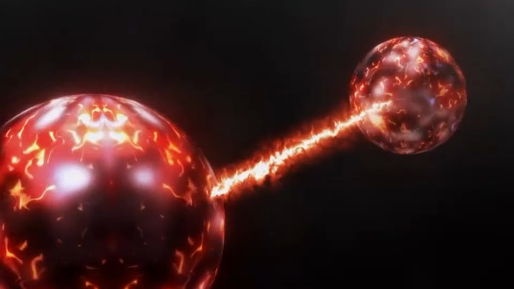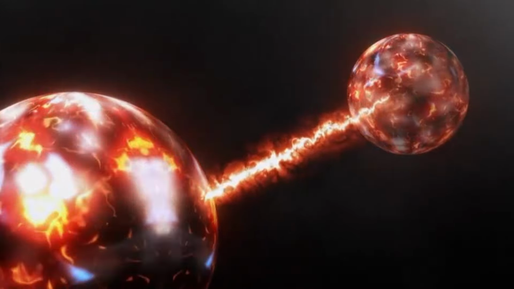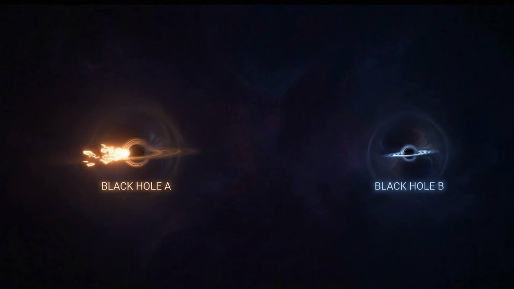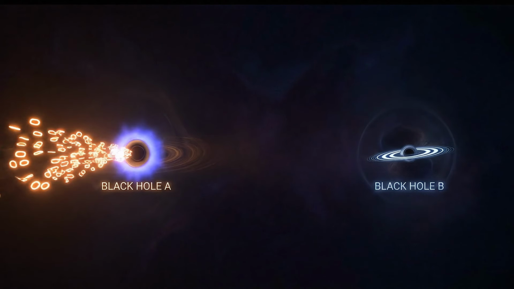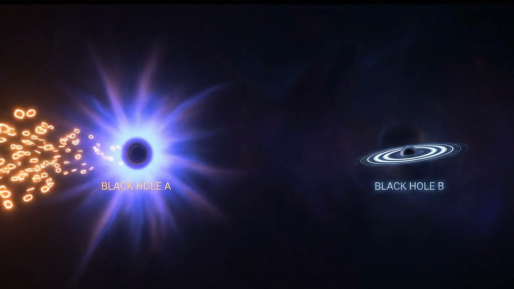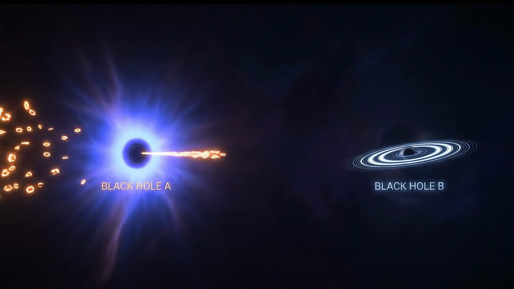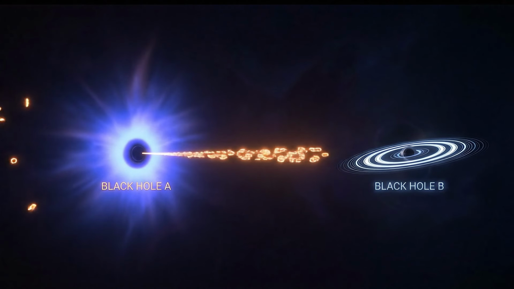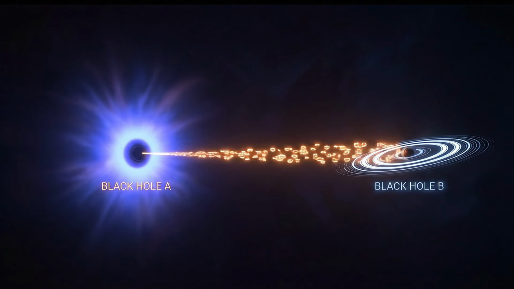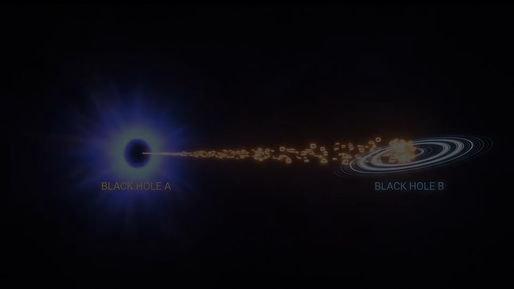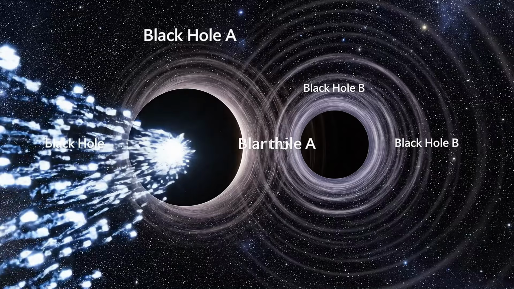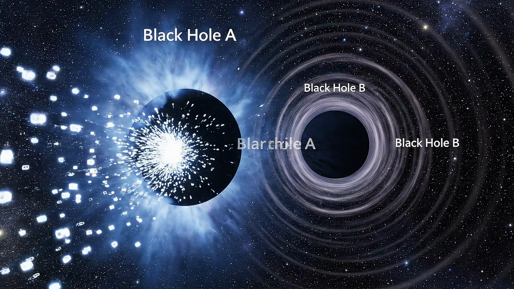Google researchers, led by Maria Spirapoulou and her team, decided to test this. They created two groups of qubits inside the Sycamore processor. Let's call them Black Hole A and Black Hole B. They entangled these two groups, effectively creating a digital wormhole between them. Then, they fed a single piece of information, a signal, into Black Hole A.